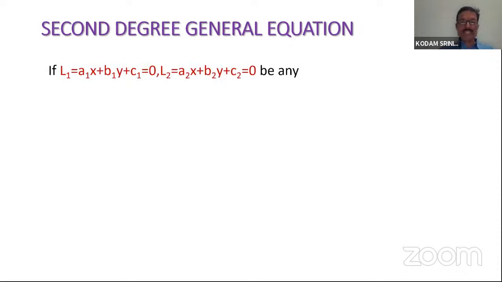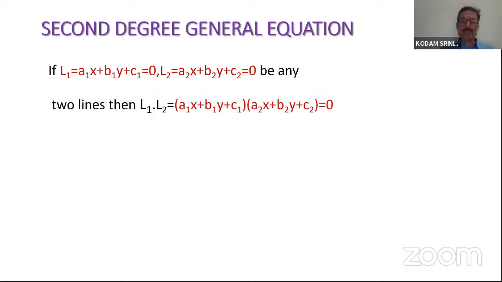Now, here also, we have to take two straight lines which are not passing through the origin. So let us take L1 equal to A1x plus B1y plus C1 equal to 0 and L2 equal to A2x plus B2y plus C2 equal to 0 be any two straight lines. Then multiplying these two equations, L1 into L2 equals A1x plus B1y plus C1 into A2x plus B2y plus C2 equals 0.